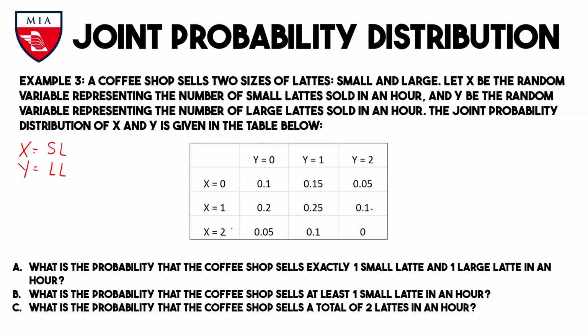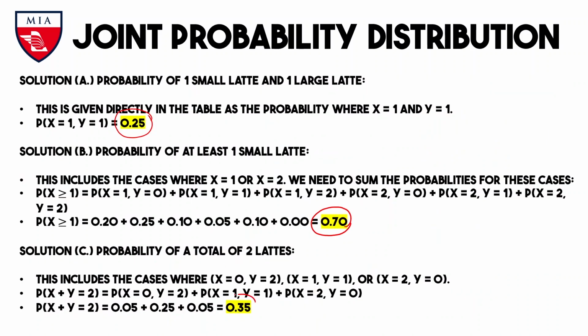So we have 2 and 0, we have 1 and 1, and we have 0 and 2. Okay, so what are the values here? First we have 2 and 0, so we have 0.05 here. Next, we have 1 and 1, so we have 0.25. And we have 0 and 2, therefore we have 0.05. Is it correct? Okay. So the total is equal to 0.35. So that's how we solve this letter C.